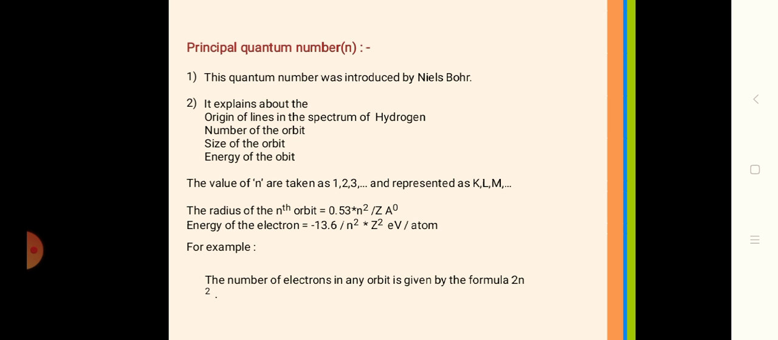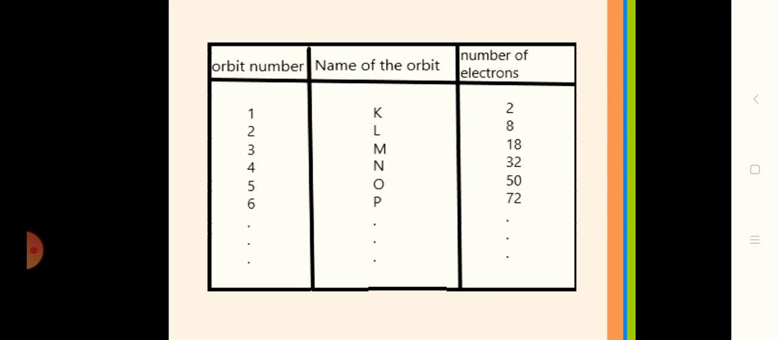The radius of the nth orbit formula is 0.53 into n square by Z angstroms. Energy of the electron formula is minus 13.6 by n square into Z square eV per atom. The number of electrons in any orbit is given by the formula 2n square. And this is the table of orbit number, name of the orbit and number of electrons.